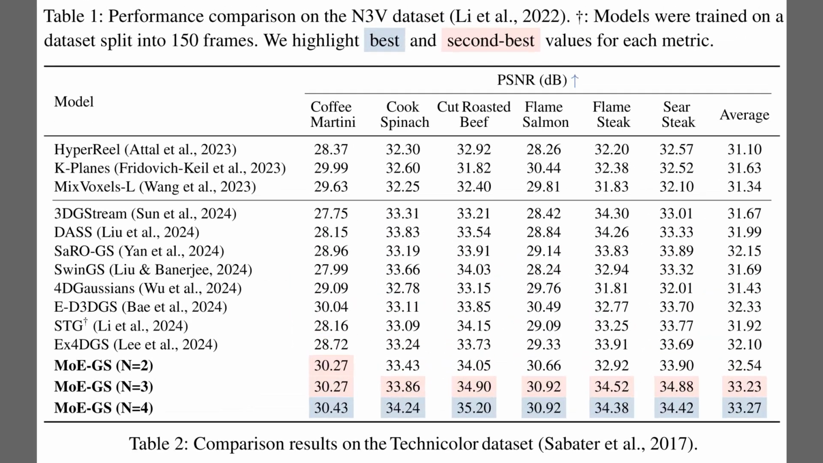Well, the previous figure validated the router design, and Table 1 reports results on the N3V dataset across multiple scenes. The table shows that the mixture of experts rows consistently secure best or second best PSNR per scene and the highest average score, outperforming single experts like STG and X4DGS. Performance improves as the number of experts rises from 2 to 3 or 4, though gains taper slightly. This pattern supports the claim of robust, scene general performance.